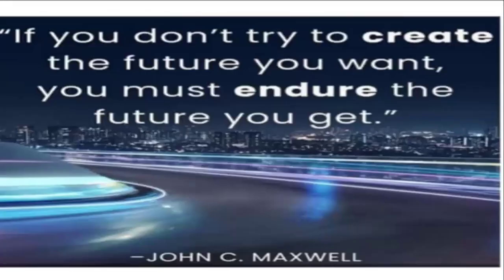So what do you need to do? Create your own future. If you don't create your own future, you are going to endure the future you get. If you keep saying you don't know how to talk, but you know how to talk when it comes to building someone else, you don't know how to market, but you know how to market when it comes to someone else, you don't know anybody, but you know everybody when it comes to building someone else. Ladies and gentlemen, get ready to endure the sacrifice or endure the future that the world will throw at you.